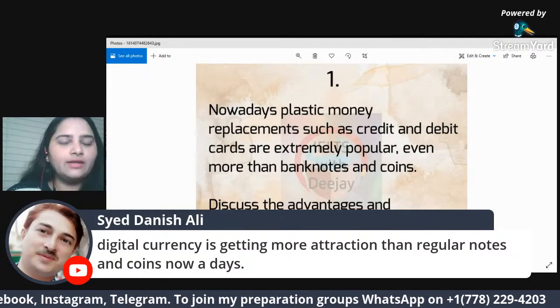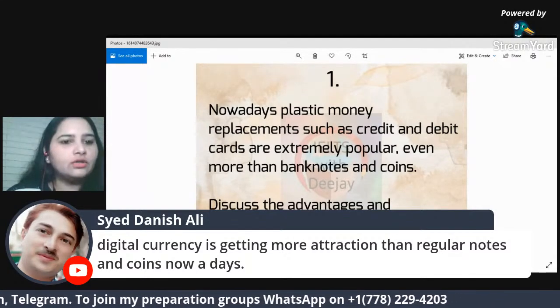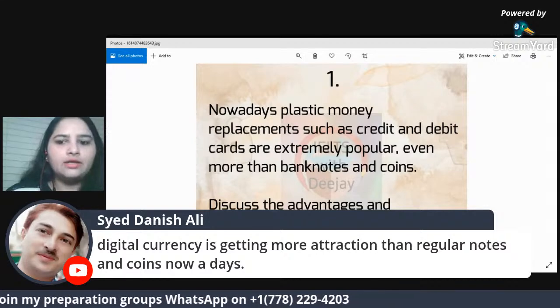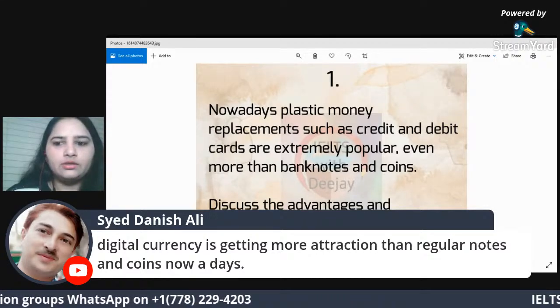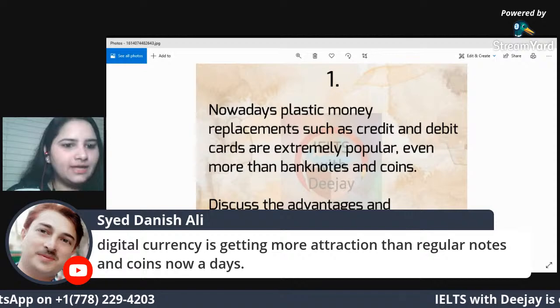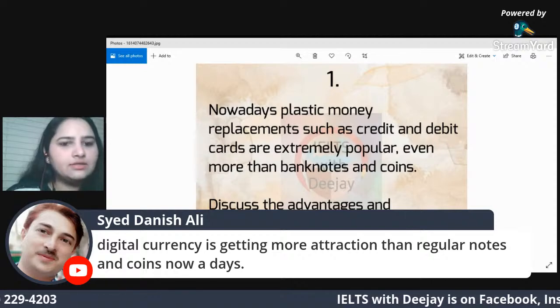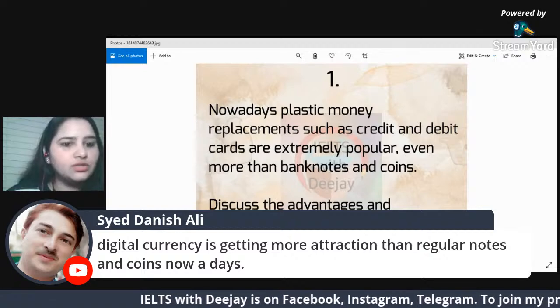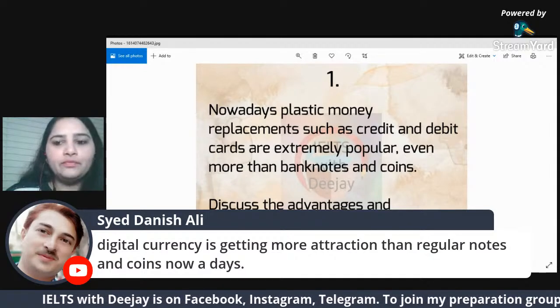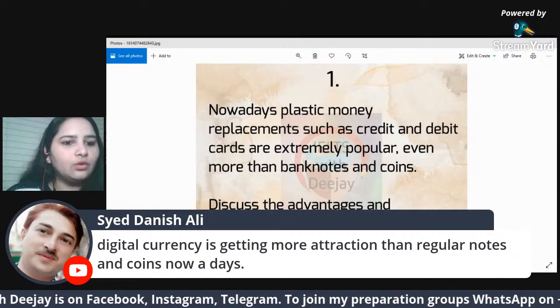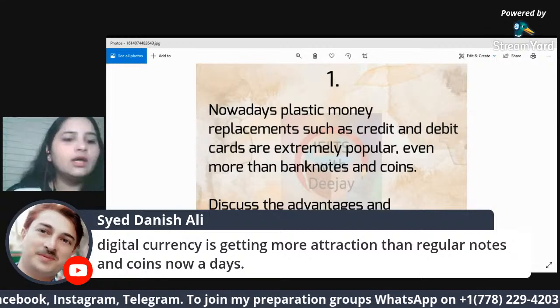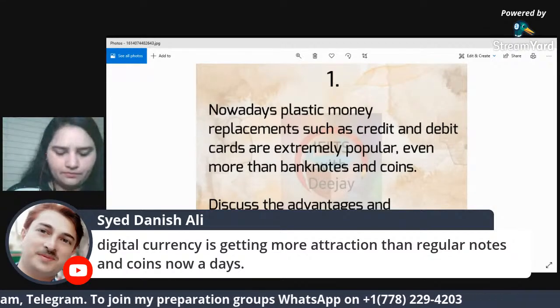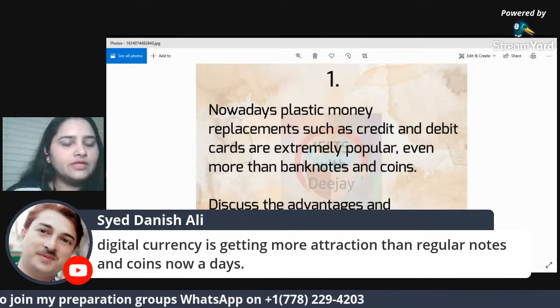So we have, I think, 3 to 4 ideas for the advantages. Everybody has told about it: it is easy to carry, it saves time. We can buy things from international sources as well. Then we have this loan thing, that we can get a loan easily when our credit history is good. So now it's time for the disadvantages.